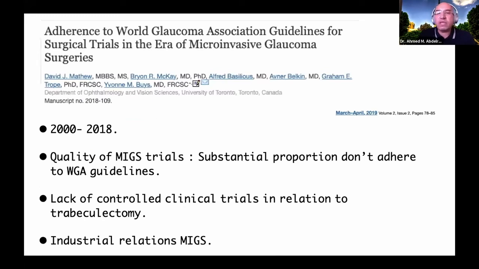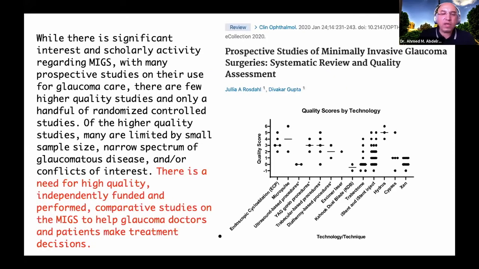Then there was a comment from the American Academy of Ophthalmology regarding a publication in the Journal of Glaucoma, that there is some problem with the publications of MIGS, that a substantial proportion do not adhere to the World Glaucoma Association guidelines, with a lack of controlled clinical trials in relation to trabeculectomy, and there is some industrial push in this region. So in another one in 2020, there is a need for high quality, independently funded, and performed studies to properly evaluate the benefits for the doctors and the patients.